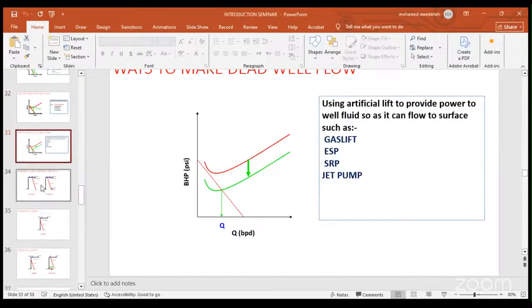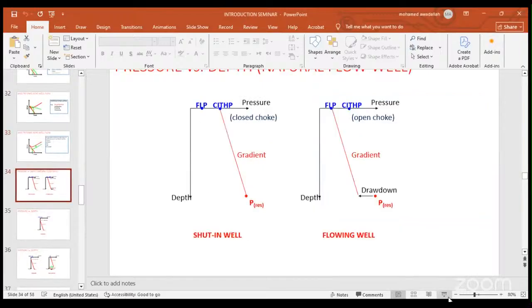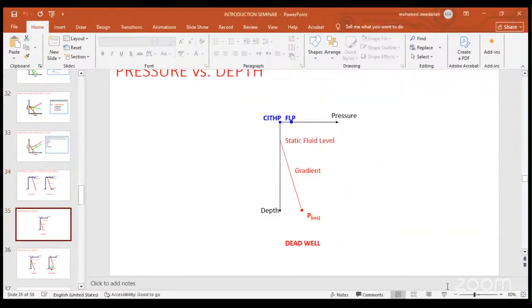We can understand this by using this curve. I have a shut-in well. We have a reservoir pressure, and if we do the gradient, I can find it reaches the shut-in tubing head pressure. Once I open the well for production, there will be a drawdown because the pressure at the bottom of the well will be less and allow the flow from the reservoir to the wellbore, and this is the gradient until it reaches surface with a wellhead pressure. But what will be the case if the well is dead? This is in the next slide.